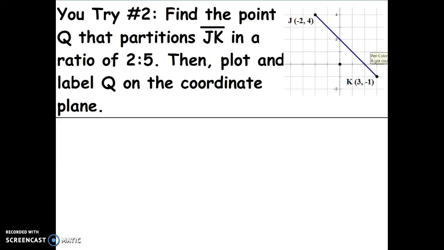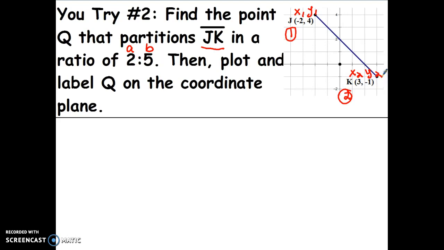Okay, now that everyone has gotten the opportunity to try the problem out, let's go ahead and label our numbers and solve. So we know this is A, this is B. We're going from J to K, so J is the 1, K is the 2. So this is X1, Y1, X2, Y2.